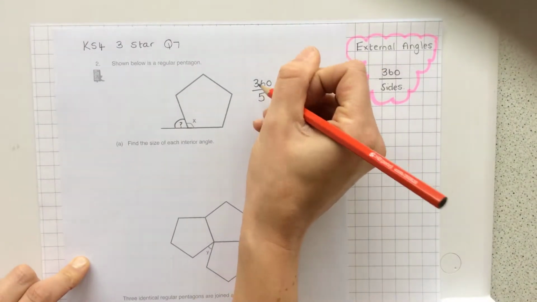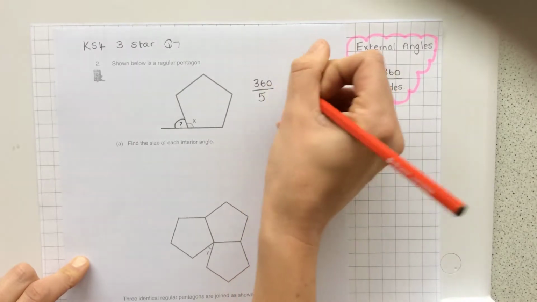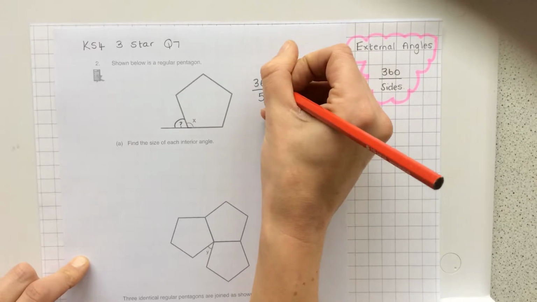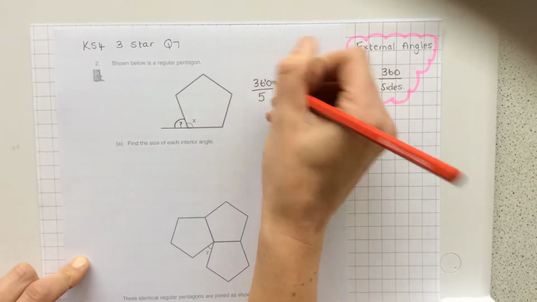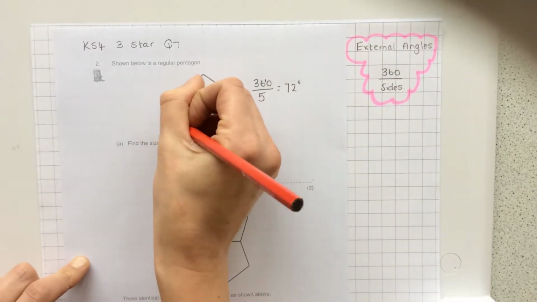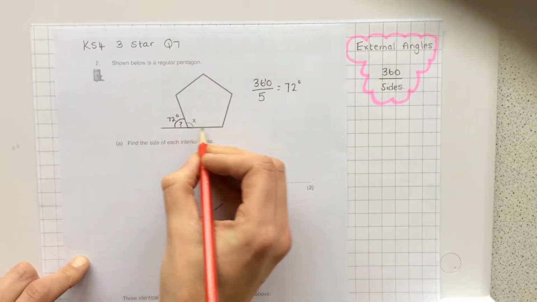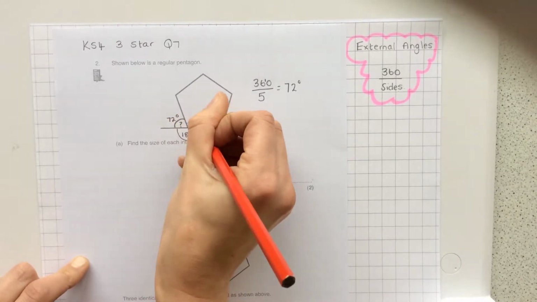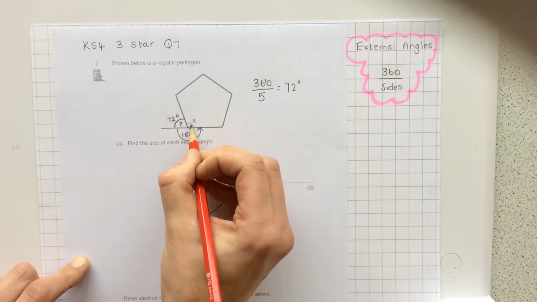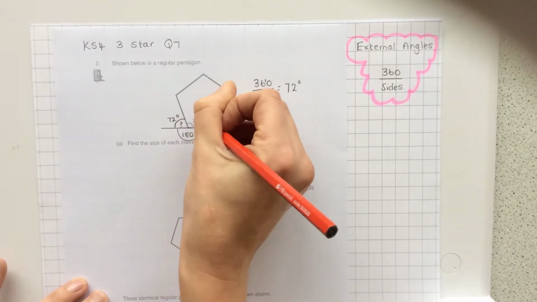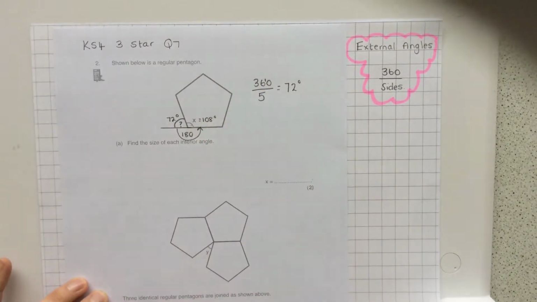So 5 doesn't go into 3, but it does go into 36, and that goes in 7 times with 1 left over, and 5 goes into 10 twice, so that gives us 72 degrees on the outside. Now we should know that a straight line makes 180 degrees altogether, which means if I want to find out the internal angle, it is 180, take away 72, giving me 108 degrees for my x value.